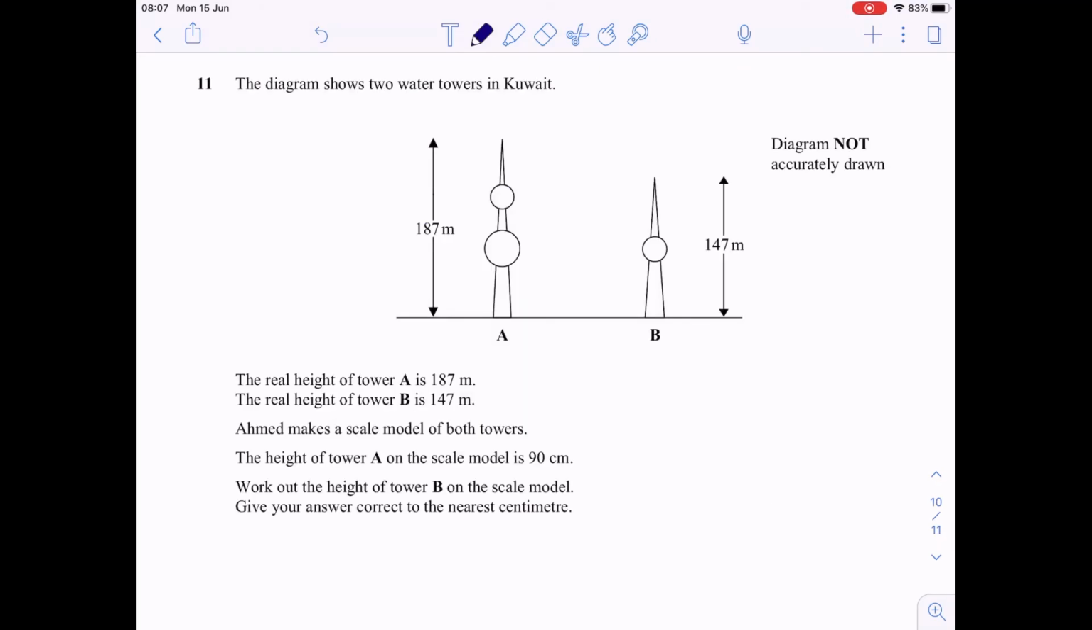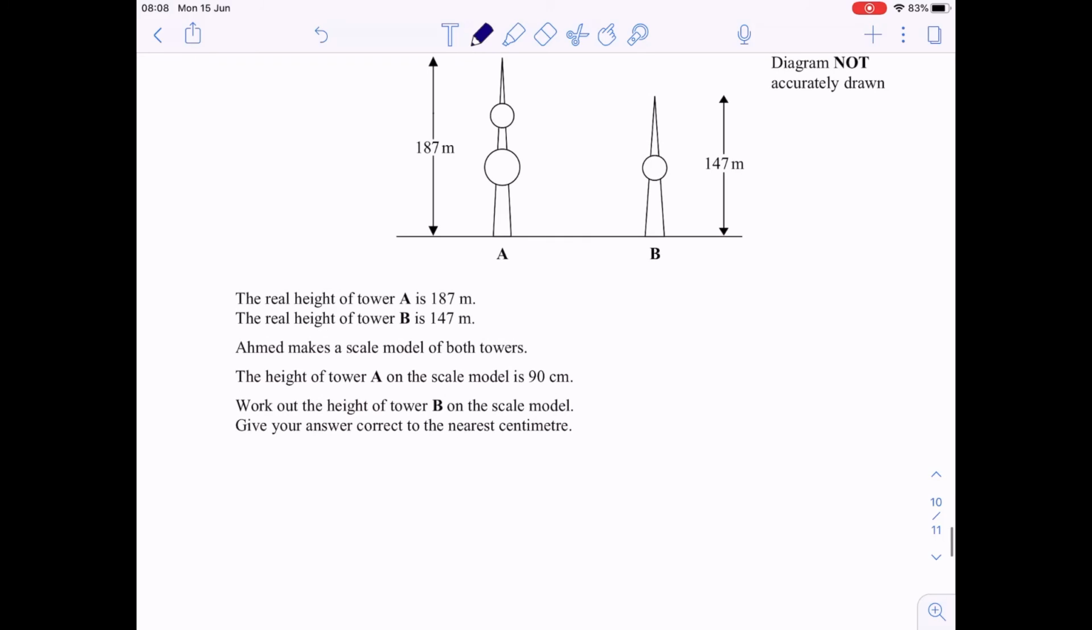Okay, question 11. The diagram shows 2 water towers in Kuwait. The real height of tower A is 187 metres and the real height of tower B is 147 metres. Ahmed makes a scale model of both towers. The height of tower A on the scale model is 90 centimetres. Work out the height of tower B on the scale model. Give your answer correct to the nearest centimetre.